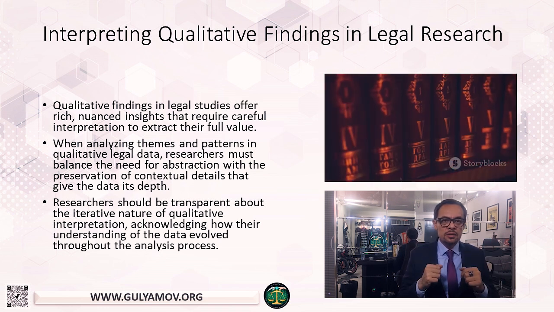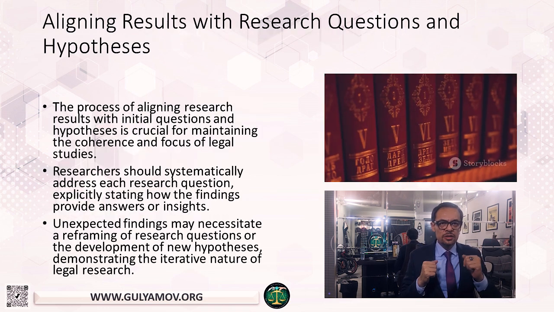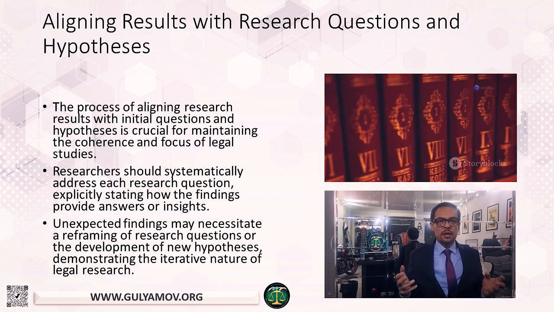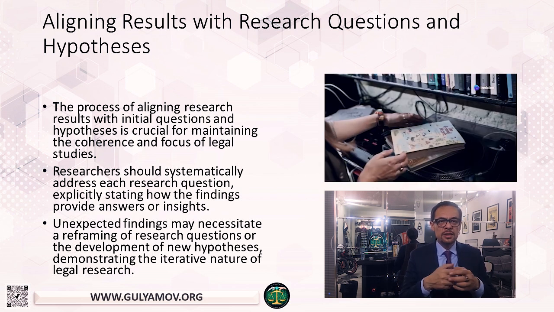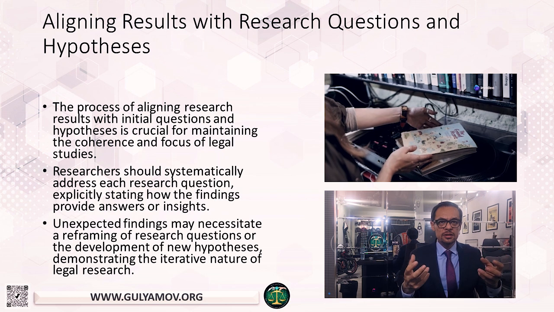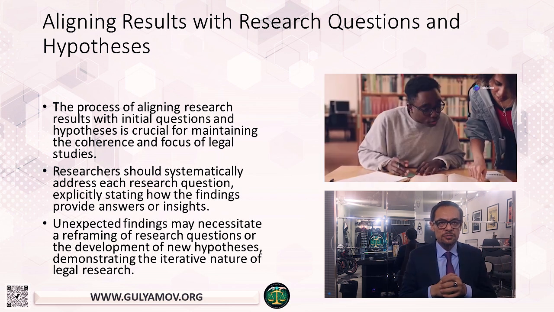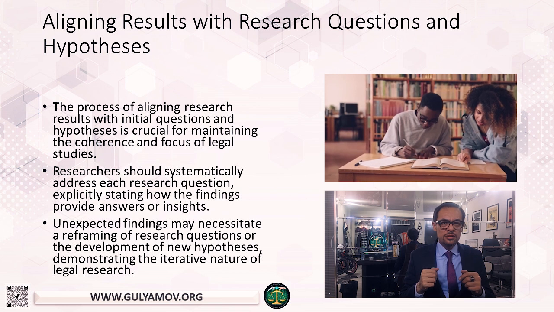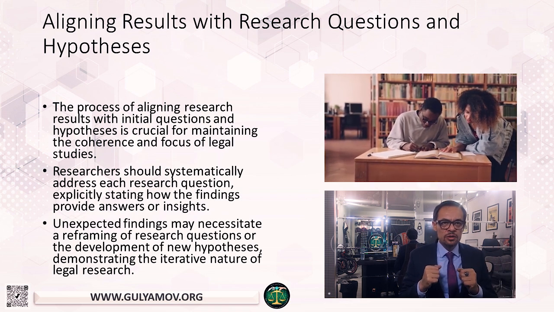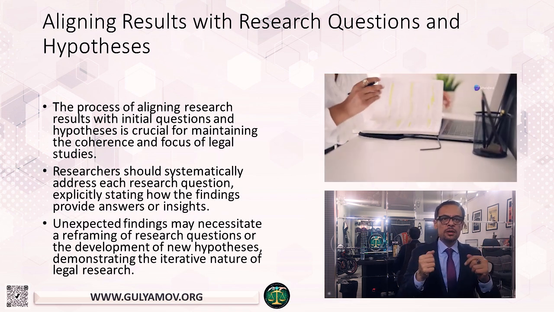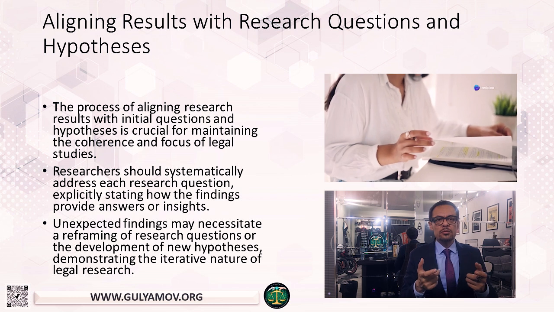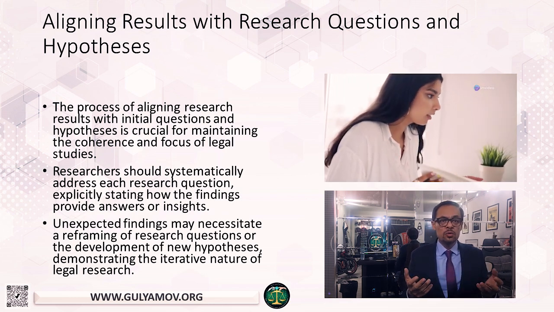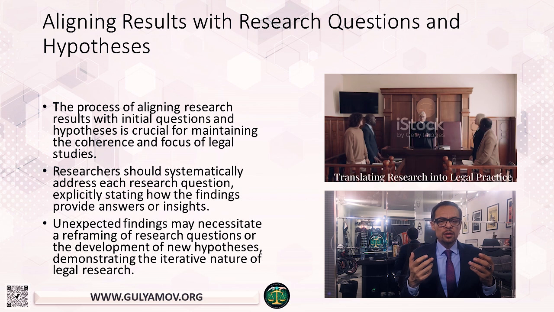Aligning results with research questions and hypotheses. The process of aligning research results with initial questions and hypotheses is crucial for maintaining the coherence and focus of legal studies. Researchers should systematically address each research question, explicitly stating how the findings provide answers or insights. For instance, in a study examining the impact of mandatory minimum sentencing laws, researchers might structure their discussion around each specific question posed at the outset, such as effects on incarceration rates, racial disparities, and recidivism.